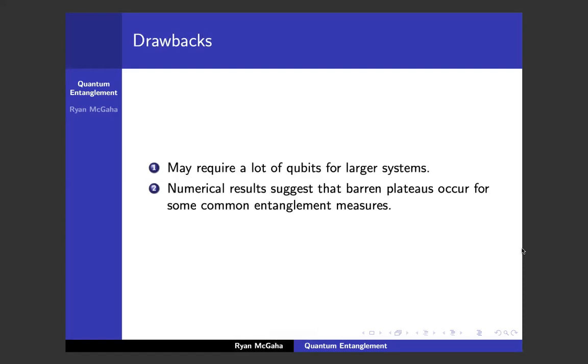Another issue is that numerical results suggest that we have barren plateaus for a lot of the common entanglement measures. A lot of the coding we've done looks like we have barren plateaus for the entanglement entropy and for the Meyer-Wallach measure. We're currently trying to prove that, but just numerically, it seems like we're going to have that issue.